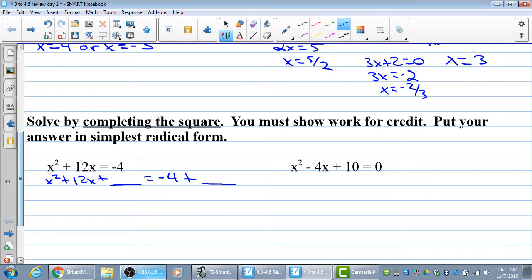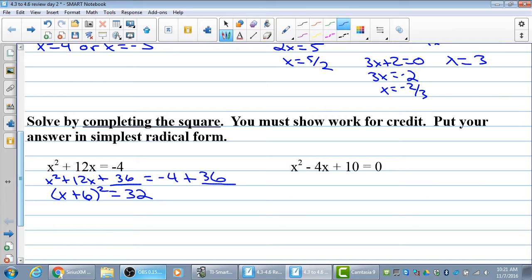12 divided by 2 is 6. 6 squared is 36. Got to add 36 to both sides because 6 and 6 make 12. But you got to multiply that to find out what we're going to add. 36. So this is x plus 6 squared equals 32.